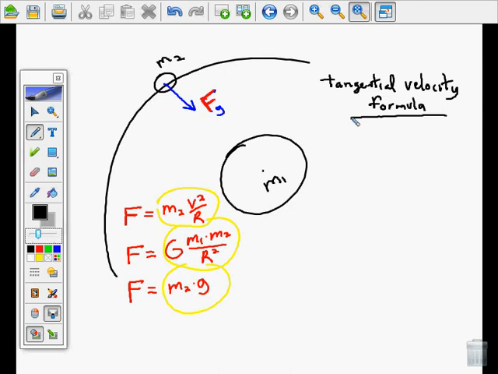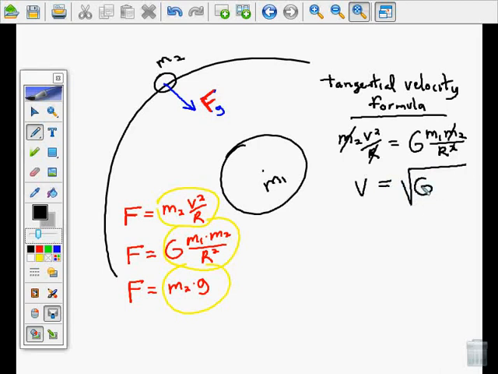So basically what I do is I just take the top 2 equations and set them equal to each other. So I have m2 v squared over r equals G m1 m2 over r squared. And then the m2's of course cancel out. This r cancels with one of those r's. And you're left with that tangential velocity is equal to the square root of G, the universal gravitational constant, times m1 over r1.